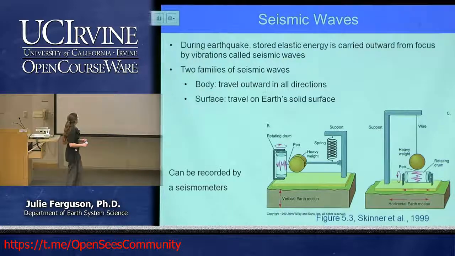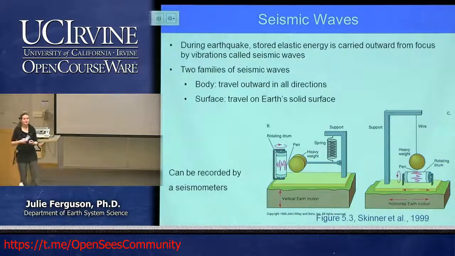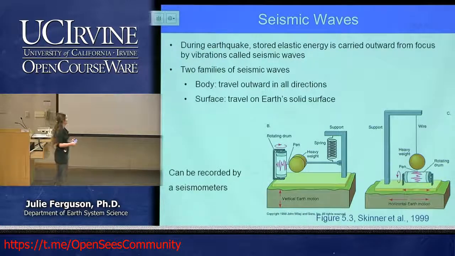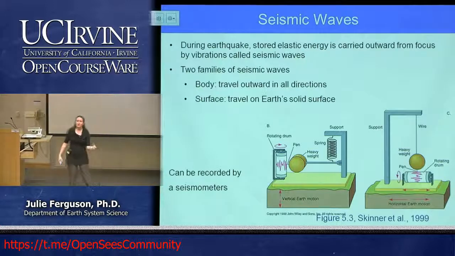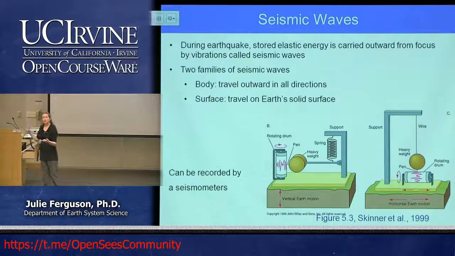Okay. So we have 2 families of seismic waves. We have things called body waves, which will travel outwards in all directions, so they will go through the earth. We also have surface waves, and they will only go along the surface, which is nice and easy to remember.